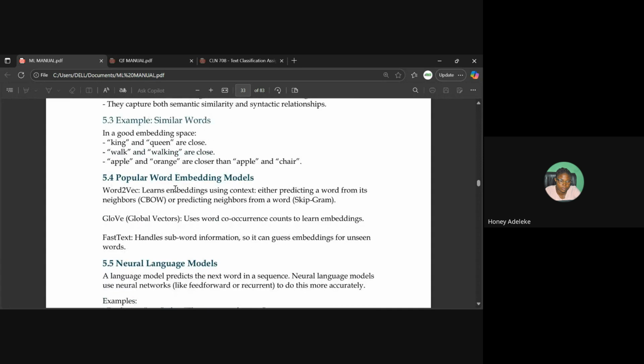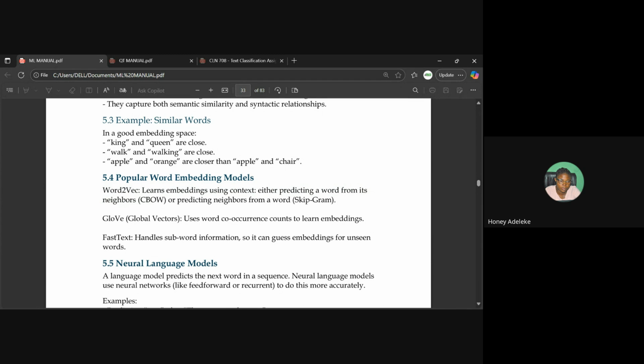All right, so the next thing now is that we have different word embedding models. The common ones are Word2Vec and GloVe. How do I even pronounce it? It means Global Vector, so it sounds like glove or globe, I don't even know, but it means Global Vector. And Word2Vec means word to vector.